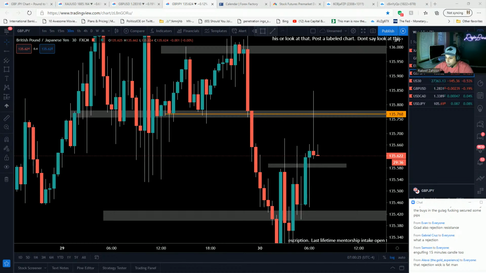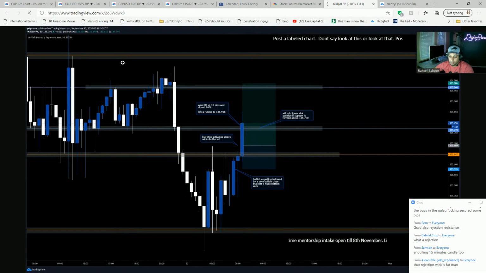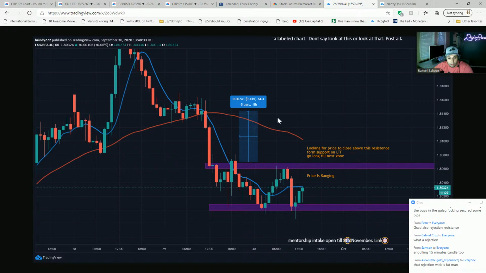Okay, what's this GA idea? I would love to hear your thoughts. Let's take a look here. Price is ranging, that's correct. Looking for price to close above this resistance to form support and go long. Yeah, I like this idea. It's pretty good. We're waiting for price to come up over here.